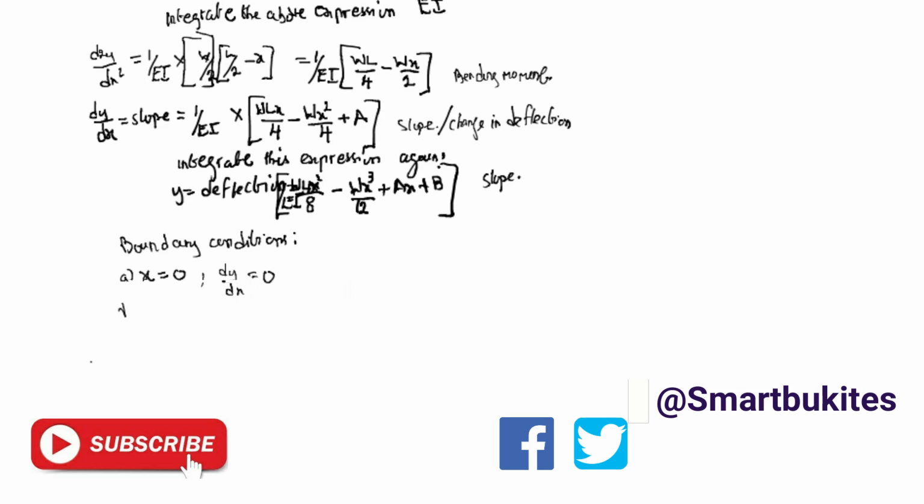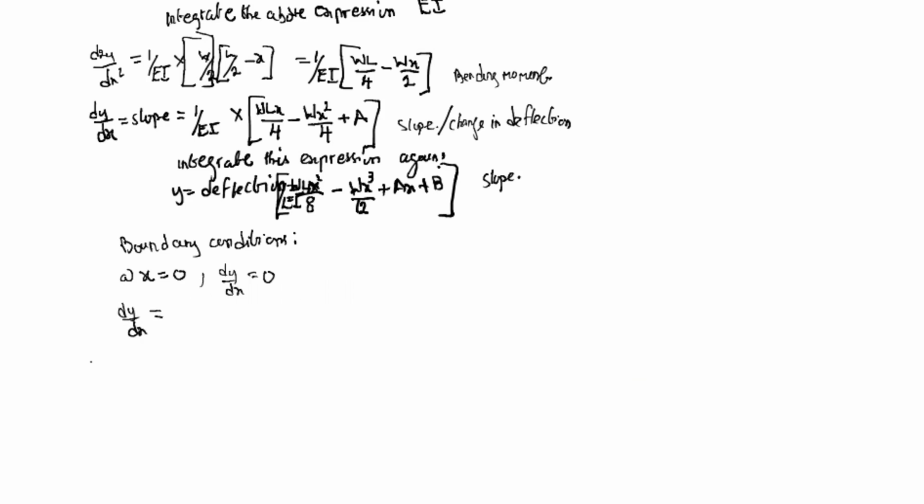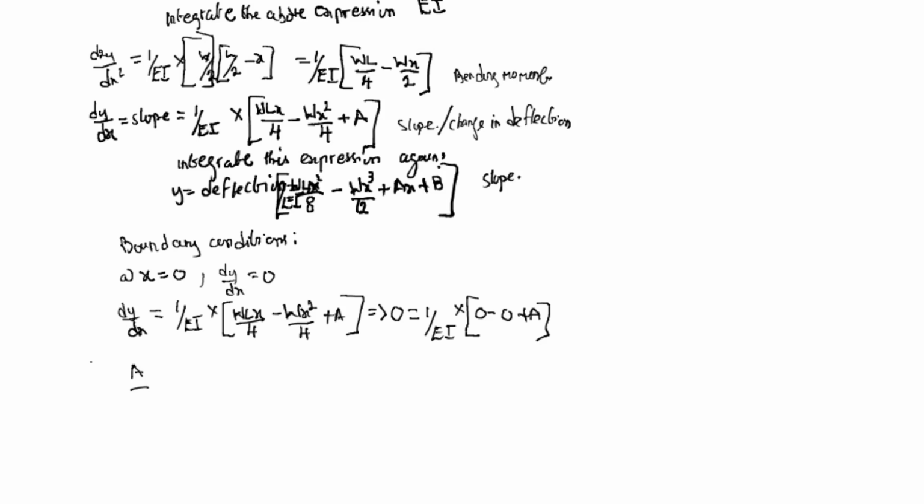Our expression for change in deflection dy/dx is equal to 1 over EI times (WLX over 4 minus WX squared over 4 plus A). What we are going to do here is find the value of A. So substituting the values, we have 0 is equal to the reciprocal of E times I into 0 minus 0 plus A. This is because x is equal to 0. So we have A over EI equal to 0, and that implies that A is equal to 0.